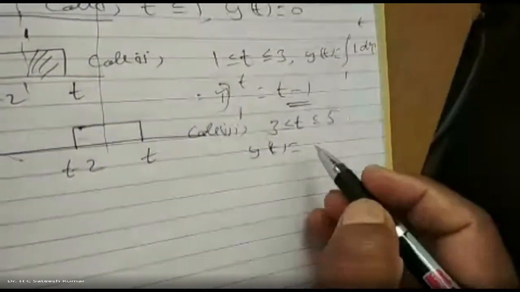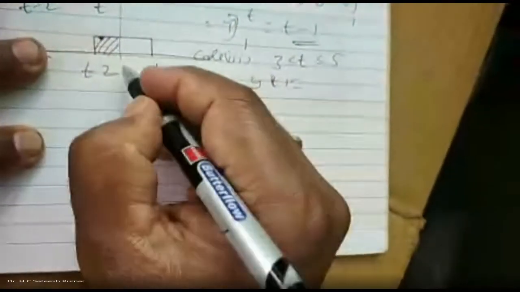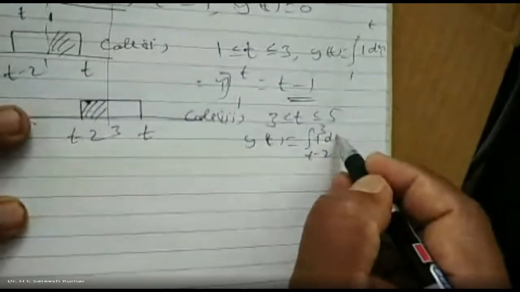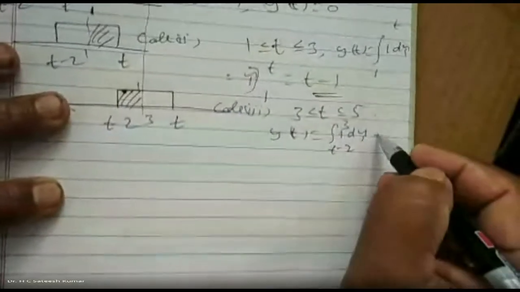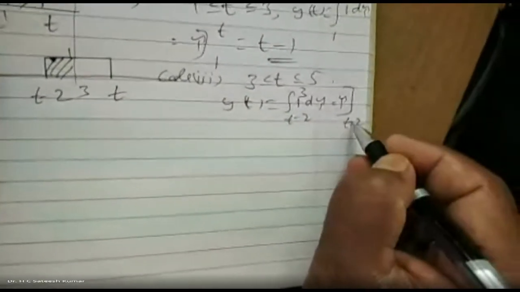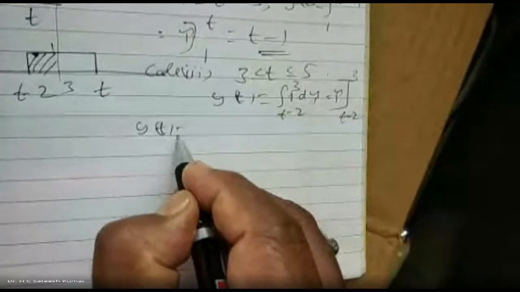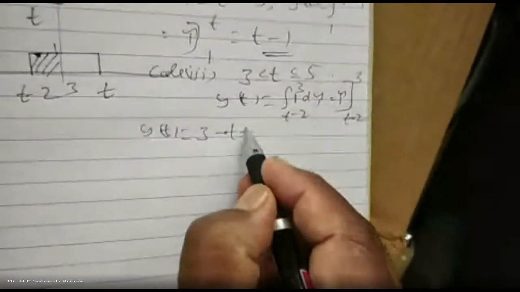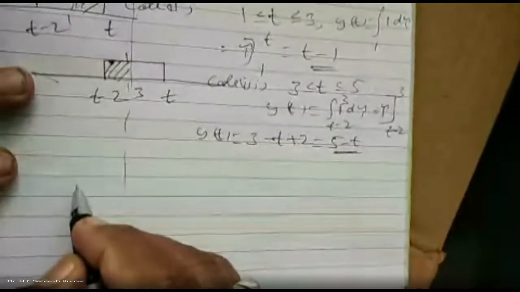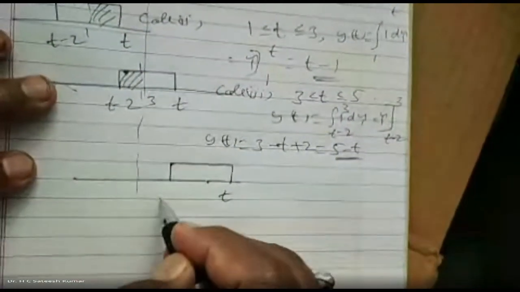Therefore, y of t is equal to the overlapped area, only this much, no? Check it. So, t minus 2 to 3. Integration from t minus 2 to 3, 1 d tau, 1 into 1, which is equal to tau between the limits t minus 2 to 3. y of t is equal to 3 minus t plus 2, which is equal to 5 minus t.